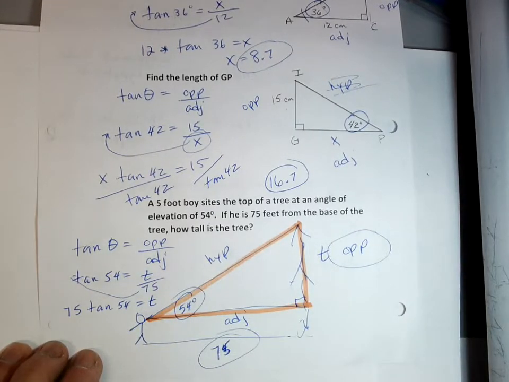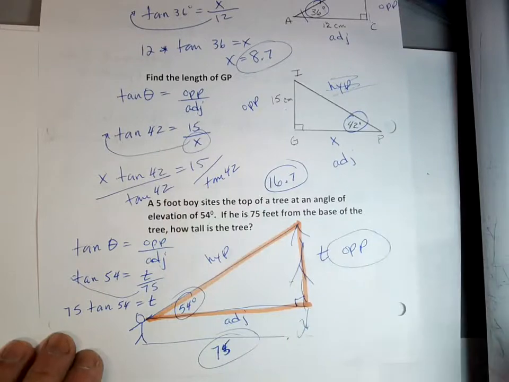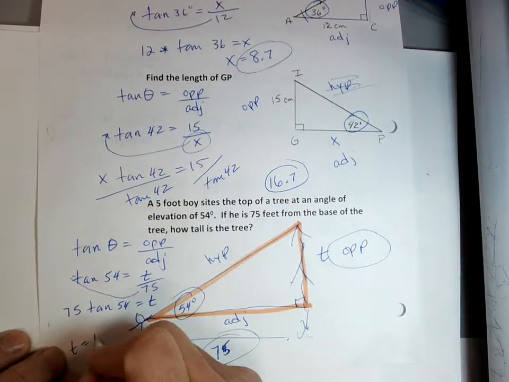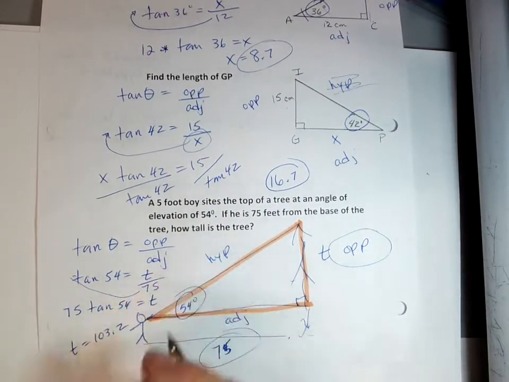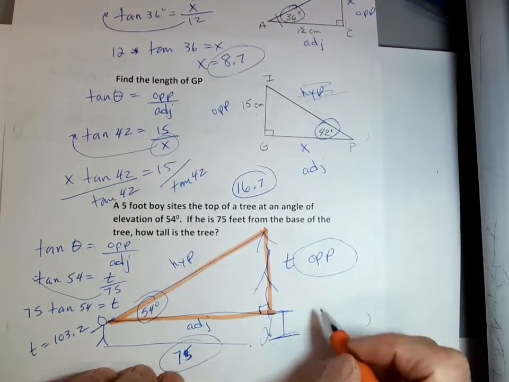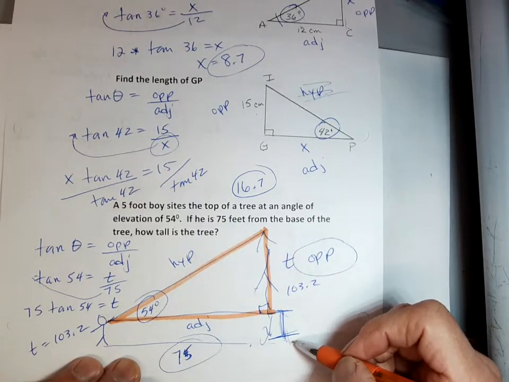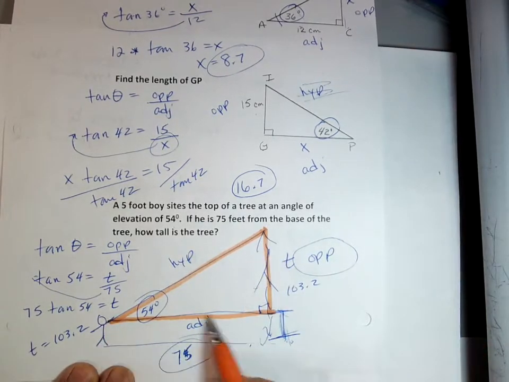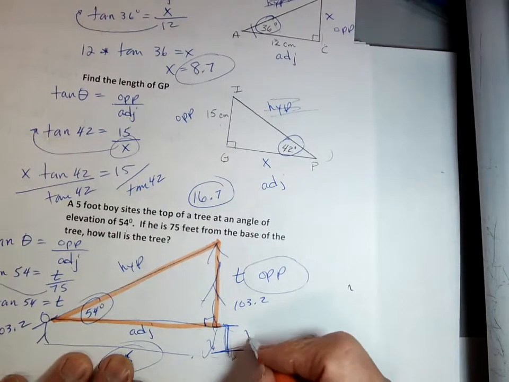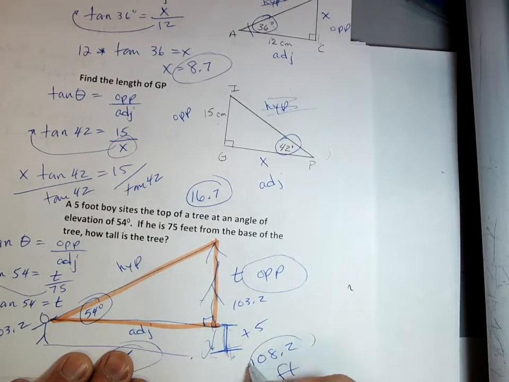I'm going to just type it in my calculator and go, okay, I can do that. I'm going to go 75 tangent of 54, and I get an answer of 103.2. So t is equal to 103.2, except that's not really true because the tree is suspended. It's actually 5 feet higher, isn't it? If you look at the picture, the tree is actually 103.2, but we've got to add in the height of the boy, right? Does that make sense? Because this invisible triangle is actually suspended. So we add in the 5 feet. We get 108.2 feet.